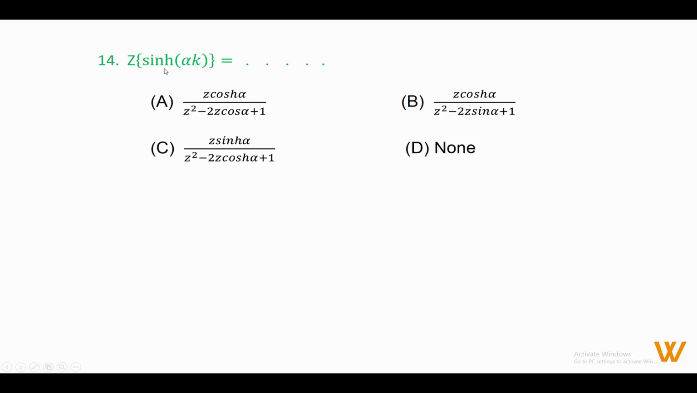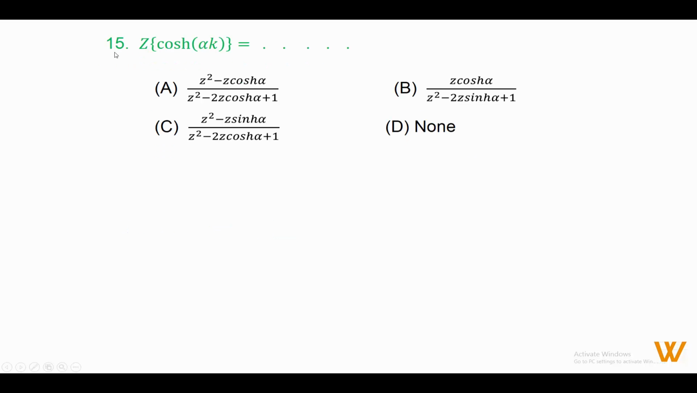14. Z transform of sinh of alpha k. Here hyperbolic function sine. Z transform of sinh alpha k is equal to dash. Z sinh alpha upon z square minus 2z cosh alpha plus 1. Answer is C option, z sinh alpha upon z square minus 2z cosh alpha plus 1.